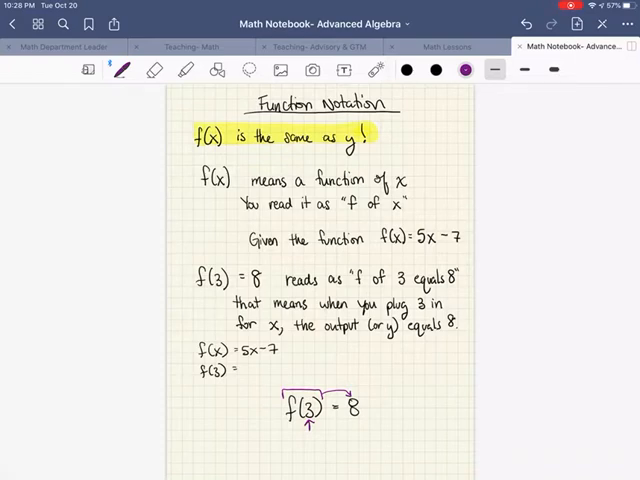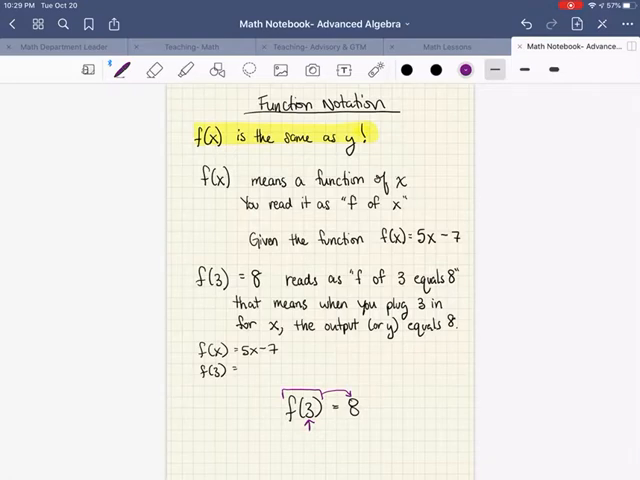So function notation. We've been talking about functions. Now we want to learn how to talk about them like mathematicians do. So first we said this already, f of x is the same as y. If you don't have that in your notes, write it, highlight it, make it big. That's super important. Now let's talk about what the heck f of x is.